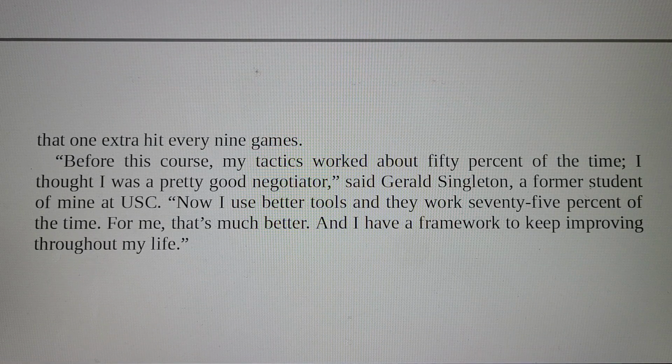Before this course, my tactics worked about 50% of the time. I thought I was a pretty good negotiator, said Gerald Singleton, a former student of mine at USC. Now I use better tools and they work 75% of the time. For me, that's much better, and I have a framework to keep improving throughout my life.